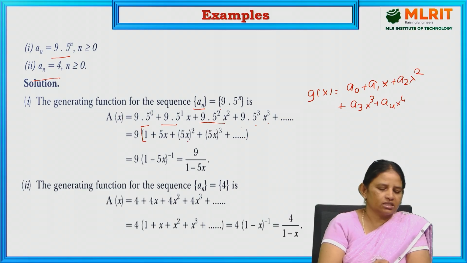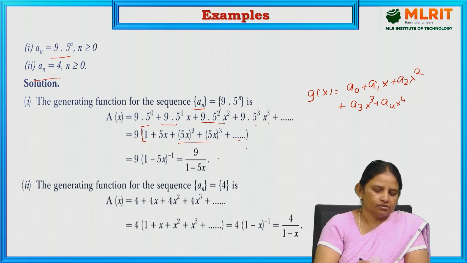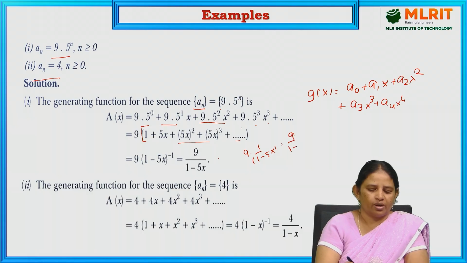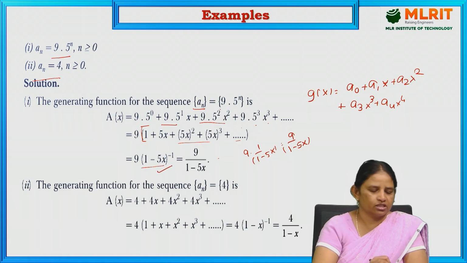9 into, what is the generating function for 1 plus 5x and so on? 1 by 1 minus 5x. That is 9 into 1 by 1 minus 5x, that is 9 by 1 minus 5x. It is also written as 9 into (1 minus 5x) whole to the power of minus 1.